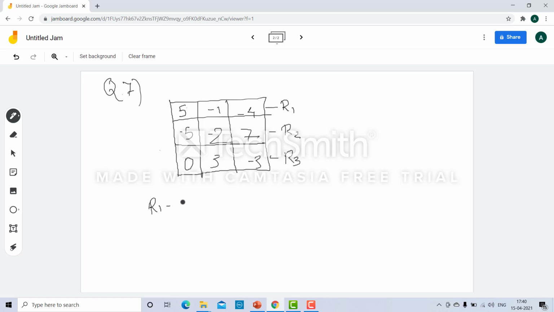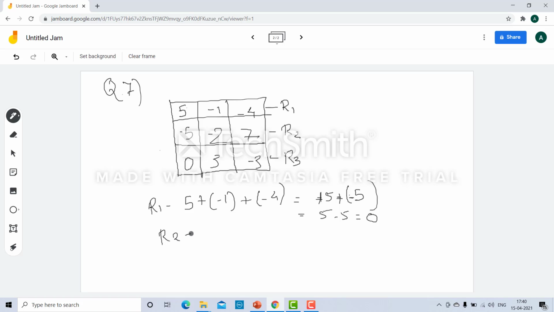For the first row, children, we have 5 plus minus 1 plus minus 4. So what will we get? We will get plus 5, minus 4, minus 1. These two would get added, so we will get minus 5, isn't it? Minus 5 we will get. One is positive, one is negative. So we get 5 minus 5 as 0 for the first row.